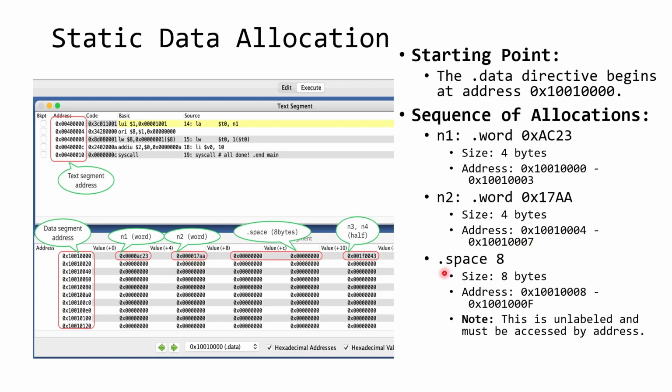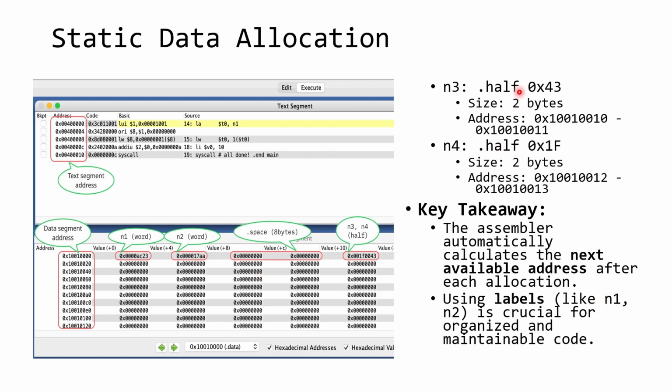Then .space 8 means that we have 8 bytes. So 8 bytes means we consume 2 words. It will start at 0008 here because of plus 8, and go until 000F. So this is unlabeled and must be accessed by address.